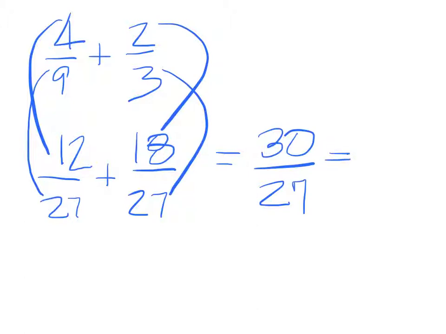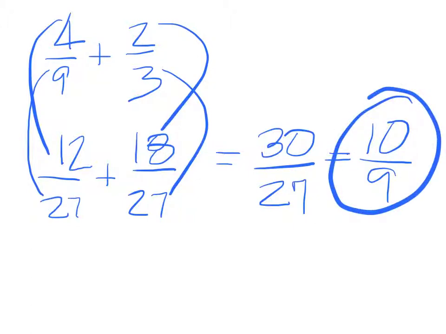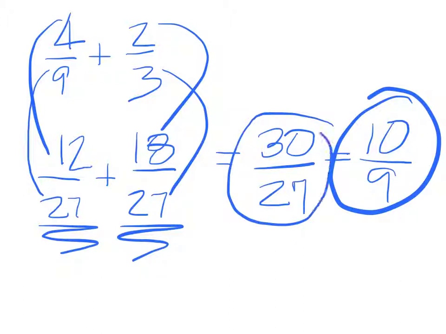What's 30 divided by 3? 10. And what's 27 divided by 3? 9. That's the same answer that we had on the other screen. So if you do use a denominator that's not the lowest one, you can still get the right answer, but you're going to have to reduce your answer when you get to the end.